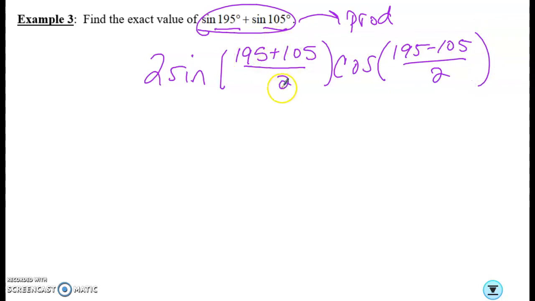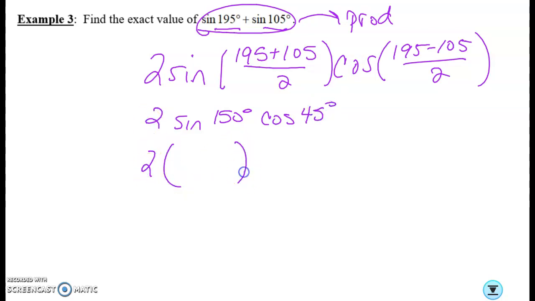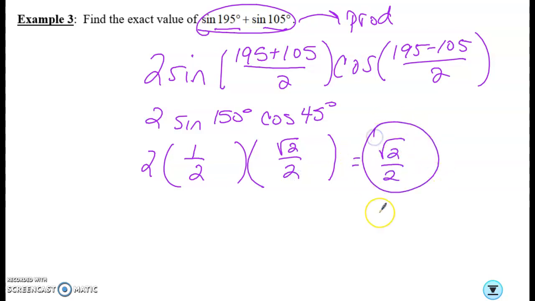So this is 300 divided by 2. So this is the sine of 150 degrees. And this is 195 minus 105, which is 90 divided by 2. So this would be the cosine of 45 degrees, and we have a 2 sitting out there. So the sine of 150 degrees is 1/2, and the cosine of 45 degrees is the square root of 2 over 2. And so our final answer would be the square root of 2 over 2 for this problem.